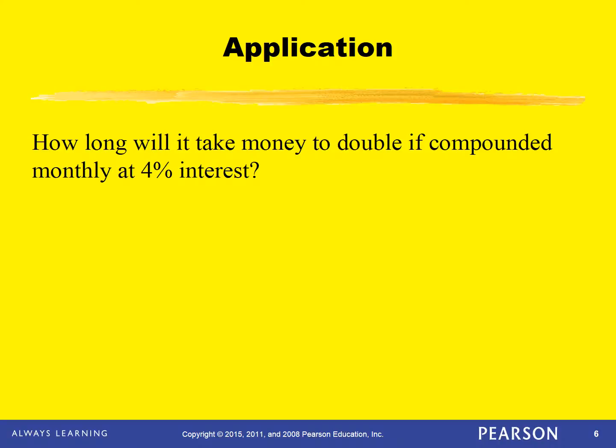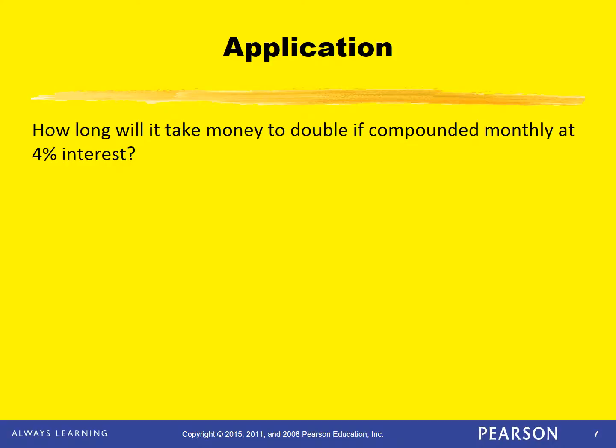Okay, here's a kind of real-life application. It has to do with money. That interest rate is not very much real life, 4%, but we'll go with it. How long will it take money to double if compounded monthly at 4% interest? Okay, so we're talking compound interest, so we're going to need the compound interest formula.